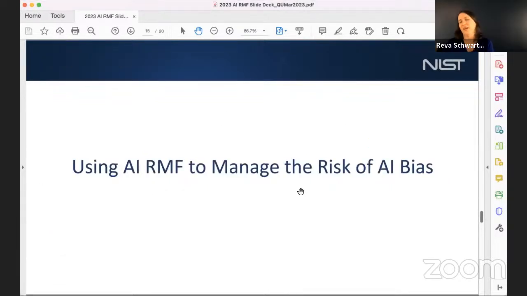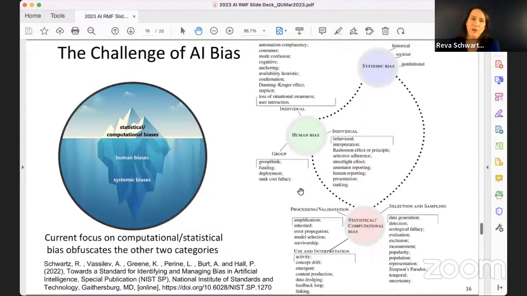So I want to just take a couple minutes and talk about, in this case, I guess it would be a use case, not a profile, of how you could use the AI risk management framework to manage the risk of AI bias. So this slide comes directly from this document that we released last year in March 2022, called Special Publication 1270. This was the first time around that I was here on the series. The full title is Towards a Standard for Identifying and Managing Bias in Artificial Intelligence.